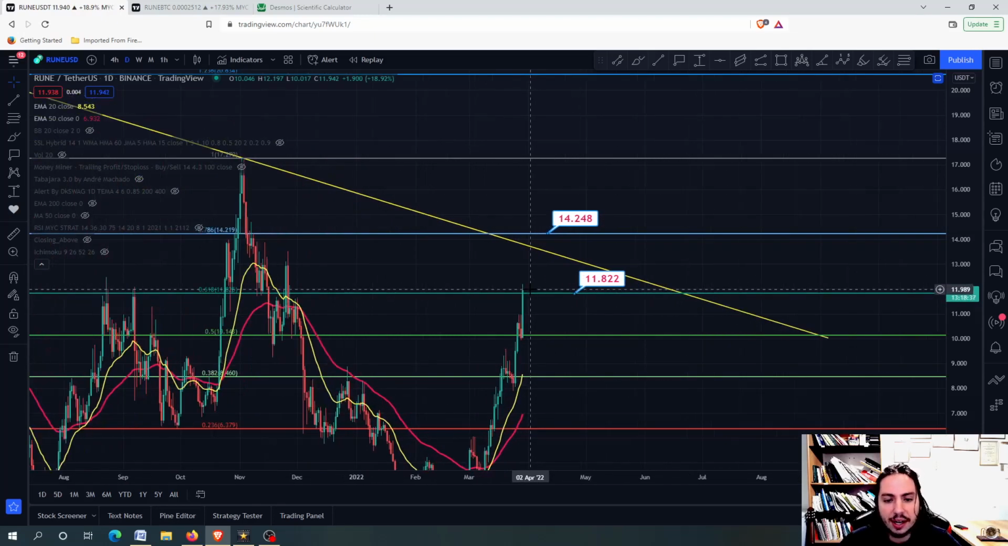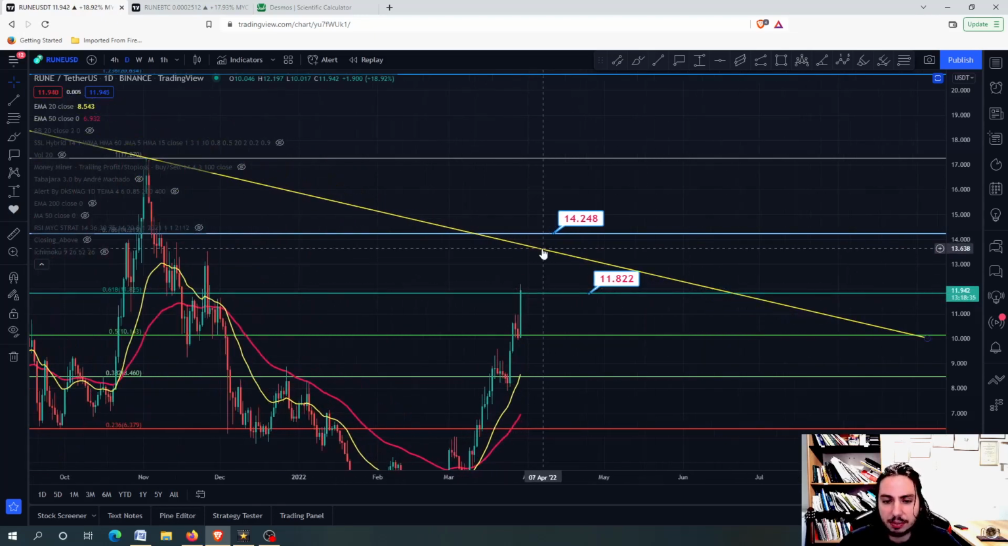If we can do that, then we will be going to the next price target, which will be around 13.8 to 13.5. This whole area right here, we can go towards the 13.5 and to 13.8, depending on when we are going to achieve that.